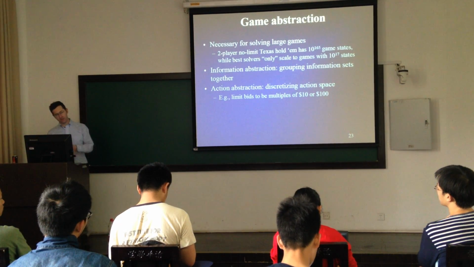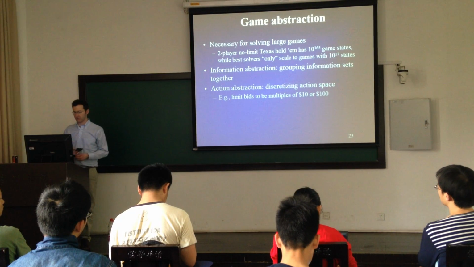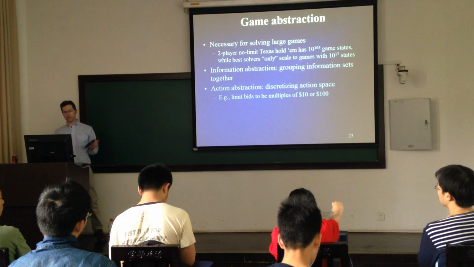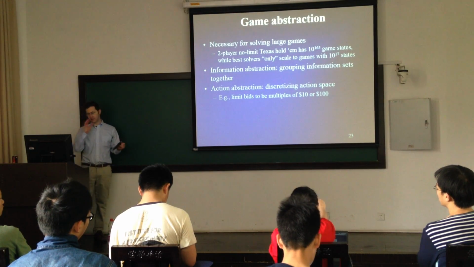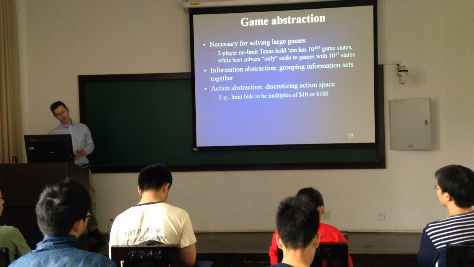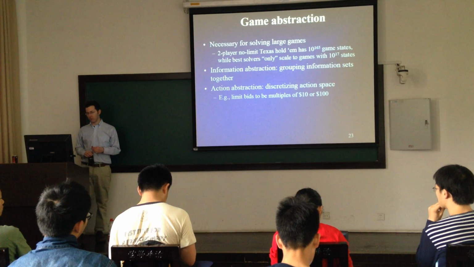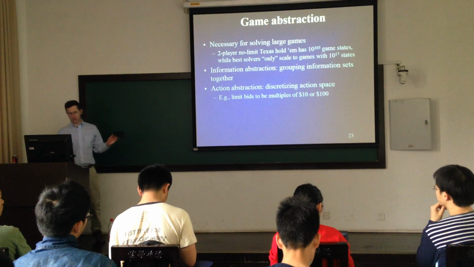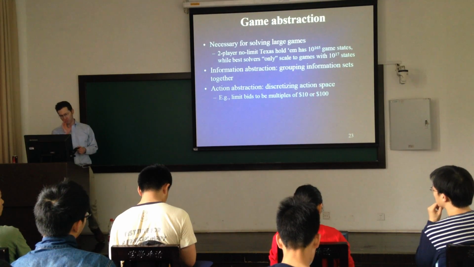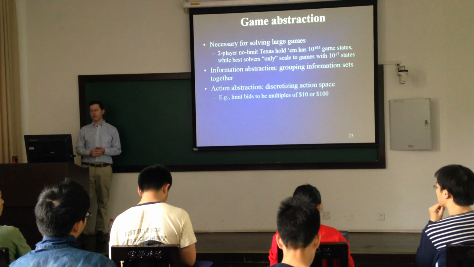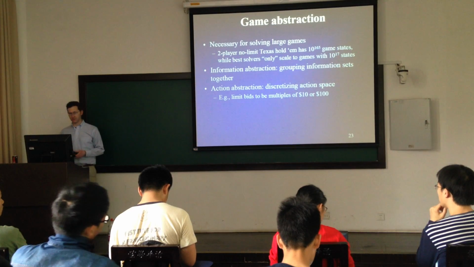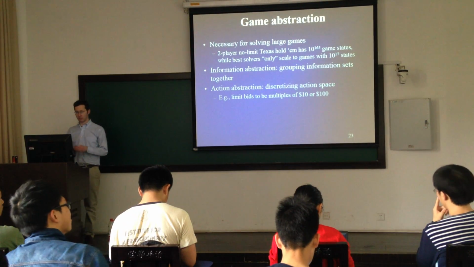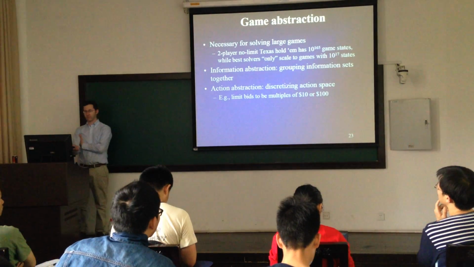And so actually, the second type, the action abstraction, has typically been done through human expert knowledge, domain knowledge, to come up with these abstractions, and there hasn't been much done algorithmically. And so I'm not going to talk too much about the action abstraction, but for information abstraction, there have been a lot of algorithms developed over the years. So I'm going to talk now about the algorithms for information abstraction.